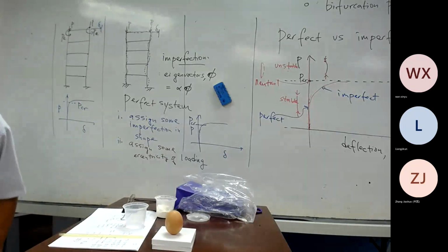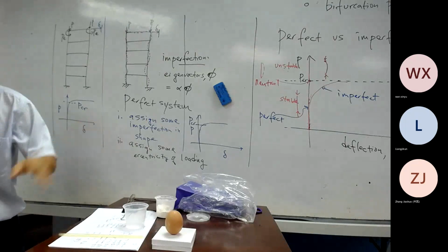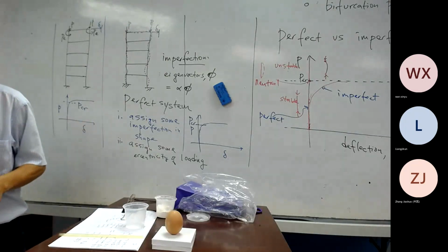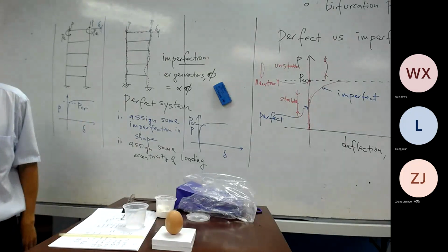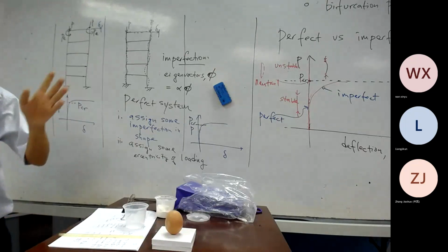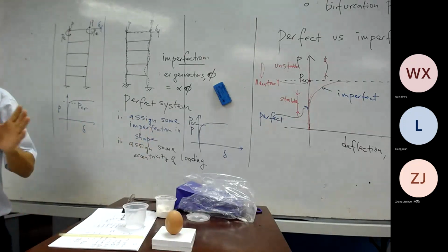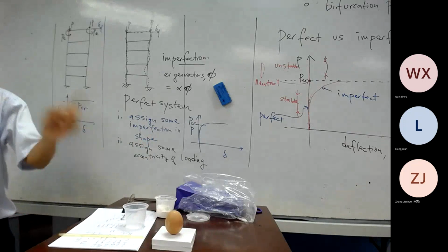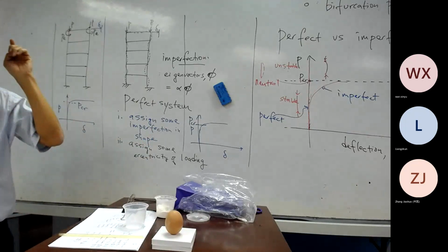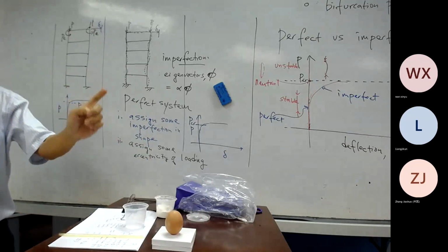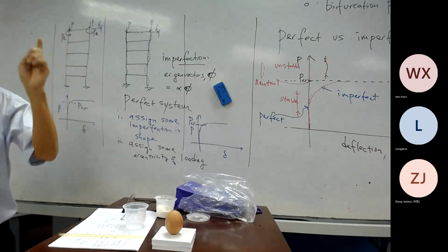That is neutral. Stable means if I disturb it, the egg will stay back like this. That is stable. Unstable means it will not go back to this state. So I ask again, is this stable, unstable, or neutral?